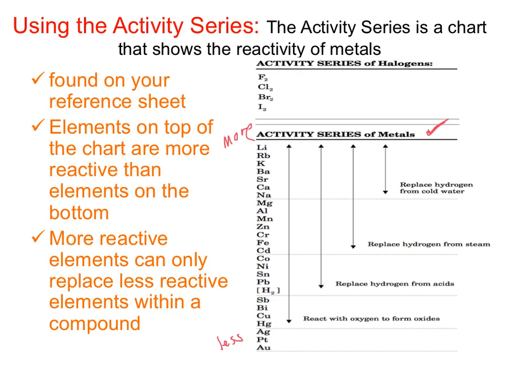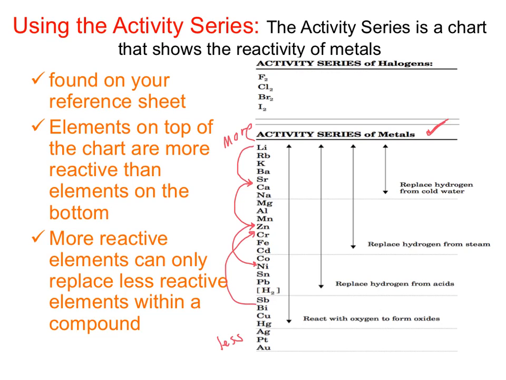a compound. So for example, lithium could replace calcium in a compound. Calcium could replace zinc in a compound. Zinc could replace nickel in a compound, and so forth. But bismuth could not replace chromium in a compound.